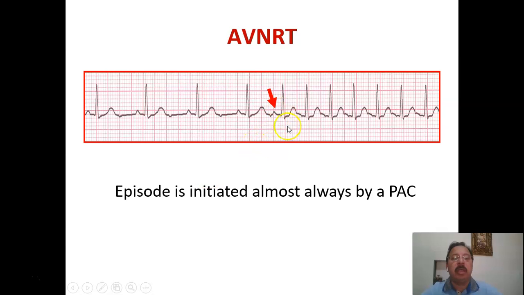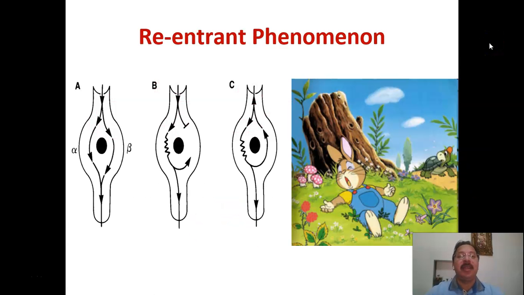So this is your SVT. This is a paroxysmal SVT, the paroxysm of the normal complex followed by the ectopic beats and then the SVT. So this atrioventricular nodal reentrant tachycardia is almost always initiated by premature atrial complexes. Let's discuss the mechanism of reentrant phenomena or atrioventricular nodal reentrant phenomena.